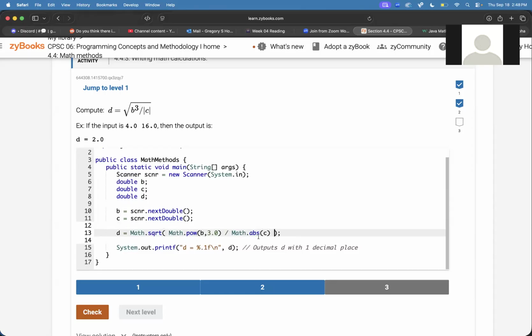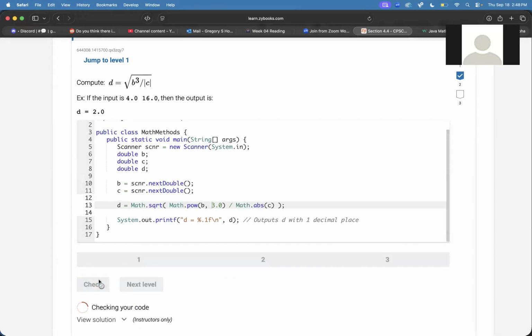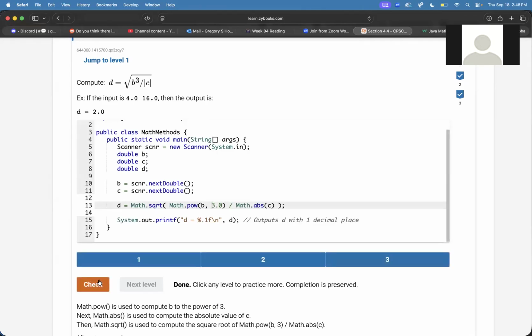So you just try to type that in carefully. Make sure the square root goes on everything. The b is cubed, but the c is not, right? So make sure that what you type actually matches up to the expression. And there we go. All right.